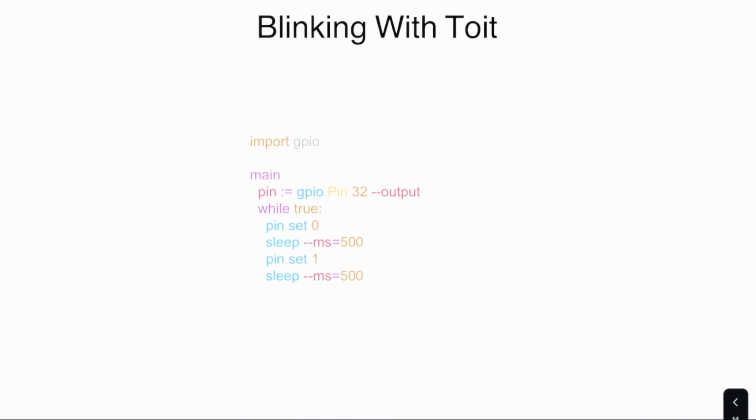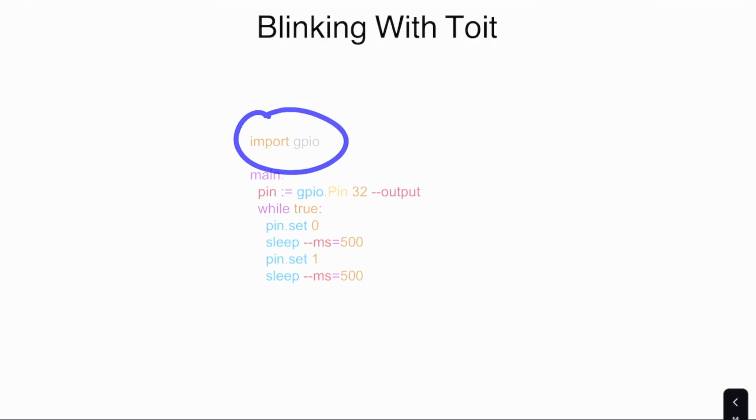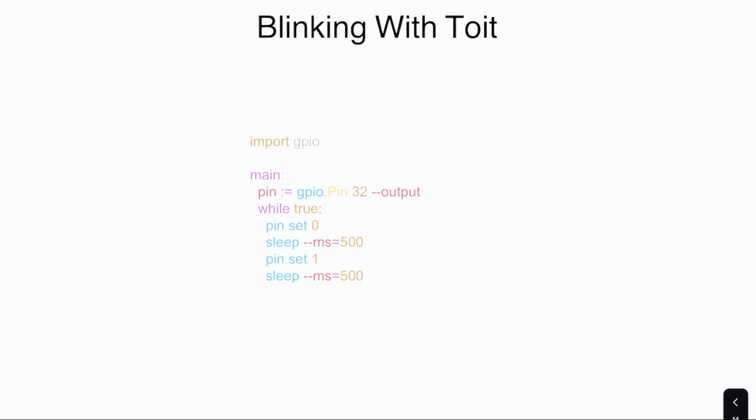Here is the familiar blink code. It's a nice syntax, probably familiar to anybody who's programmed in Python. We can import a GPIO library, set a pin to be an output, and then set it high, set it low, and in between delay 500 milliseconds each time. So what's actually happening here is once this compiles to bytecode, so this gets turned into TOIT bytecode, which looks pretty similar to assembly code, the TOIT virtual machine will execute the instructions in a loop.